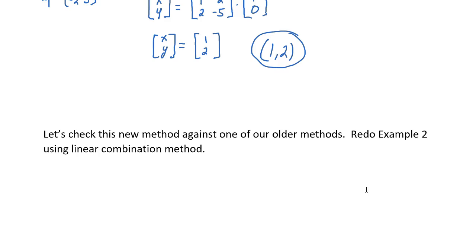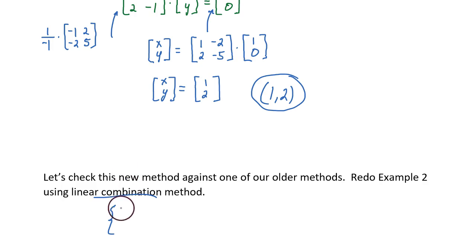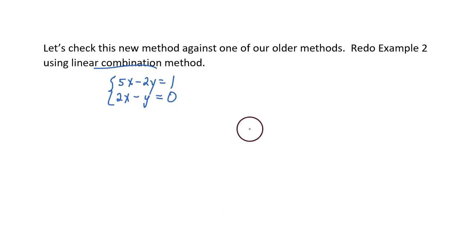Let's check this new method of using matrices to solve systems against one of our older methods. Let's redo example 2 and use linear combination, which was one of the two ways we learned earlier this year. Remember, we had linear combination and we had substitution method. Let's solve it with the linear combination. So I'm going to copy down the system from example 2. It was 5x minus 2y equals 1, and 2x minus y is equal to 0. And we'll solve that with linear combination.